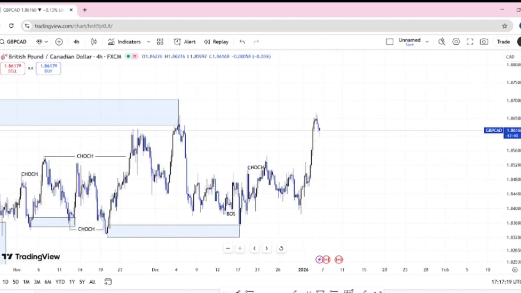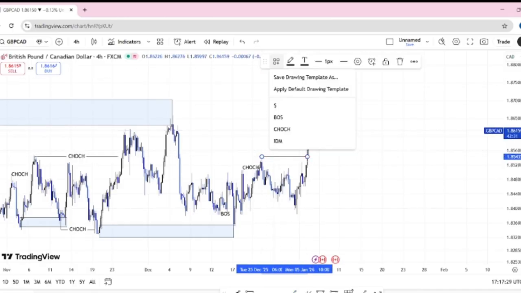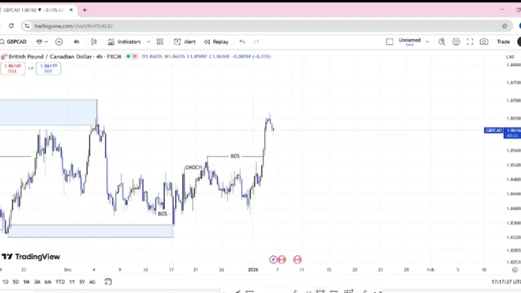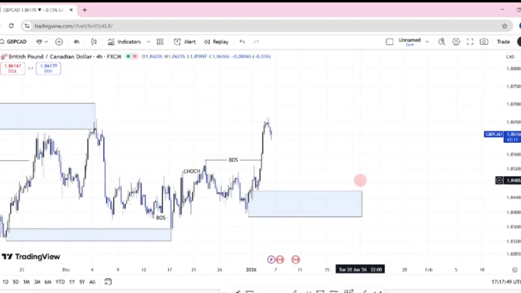All right, so at this level here, we have this change of character, followed by what? A break of structure. We have a break of structure to this level here. I don't know if you're following. So after having this break of structure, what next? We have this zone. Don't forget, we have this minus supply, and price will likely react to it to the downside. So this is what we have. We have this level on the 4 hours.